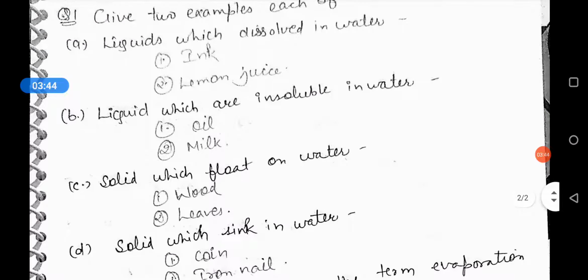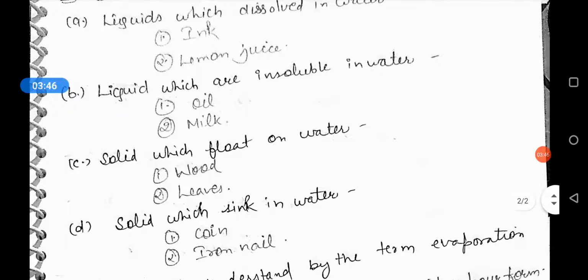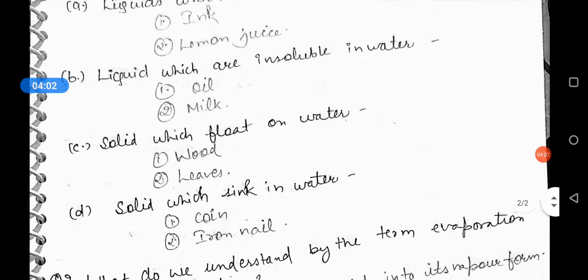Now move to part C, solids which float on water, that are wood and leaves. You can also write paper. Now move to part D, solids which sink in water. The solids are a coin and an iron nail.